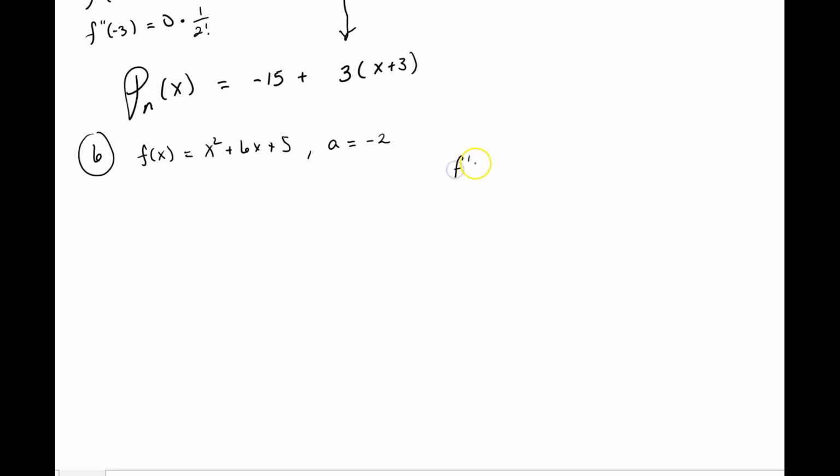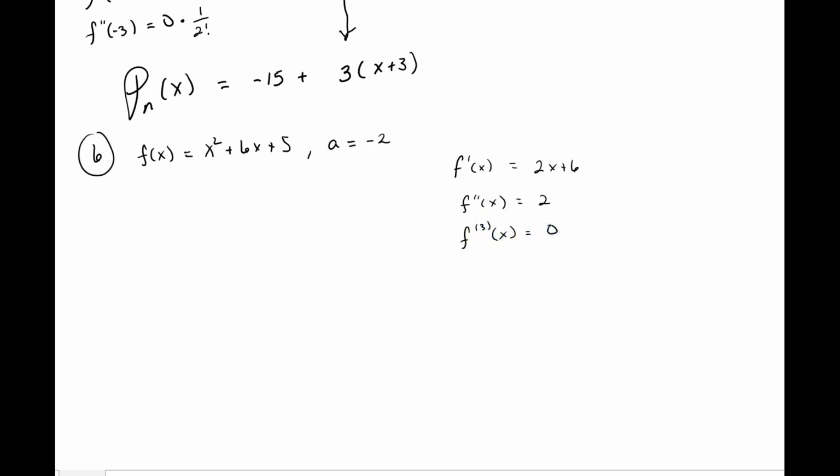Let's find f prime of x first. So f prime of x is going to be 2x plus 6. f double prime of x equals 2. And f triple prime of x is just going to be 0.